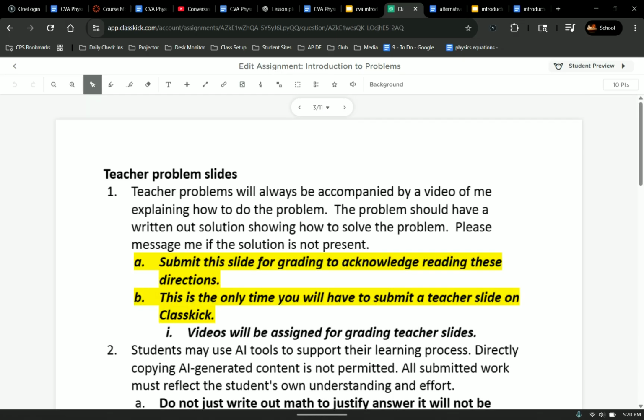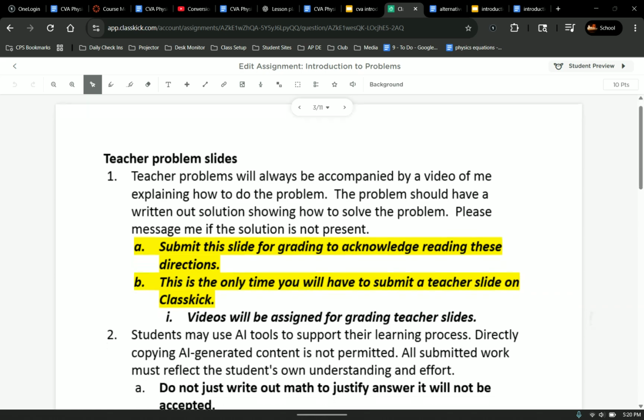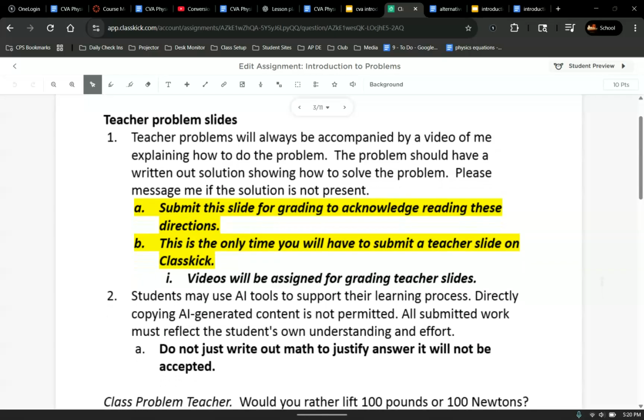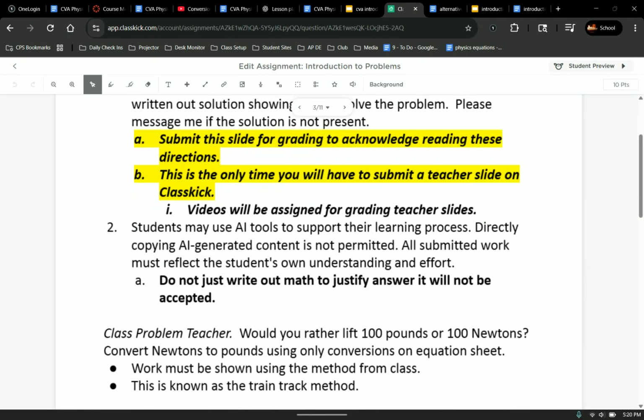All right, slide 3. So this is a teacher problem slide. Like I said, and I already said this in the beginning part, read over this, but there'll be a video that accompanies this problem, and then you're just submitting it, acknowledging that you read this. Again, be careful with AI. Ask it to explain it. Don't let it tell you the answer.